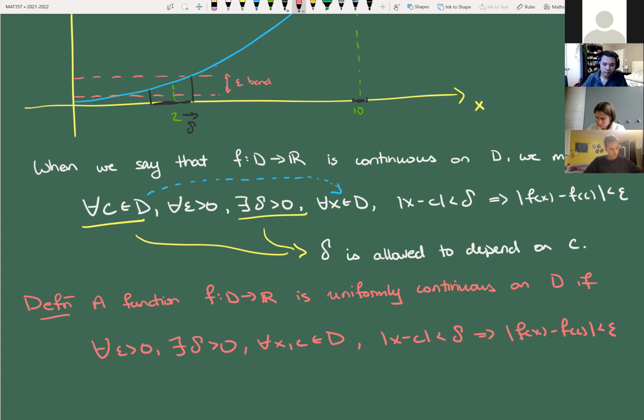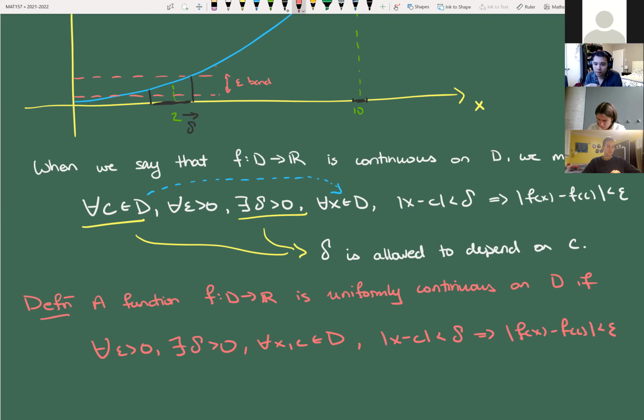Okay. So the difference between being continuous on D and being uniformly continuous on D is precisely the location of this universal quantifier, for every C in D. If you're just continuous, that quantifier occurs at the beginning. If you're uniformly continuous, then that quantifier occurs next to the x. So we're saying whenever x and C are a distance delta apart, we can guarantee that f of x and f of C are epsilon apart.